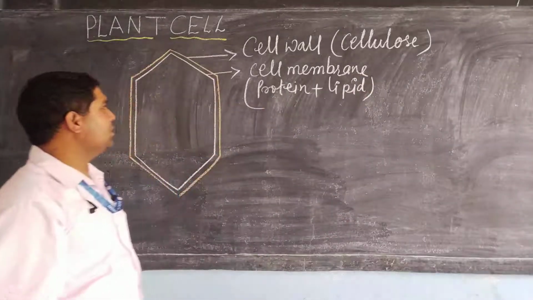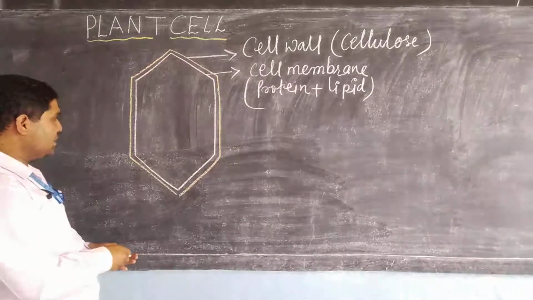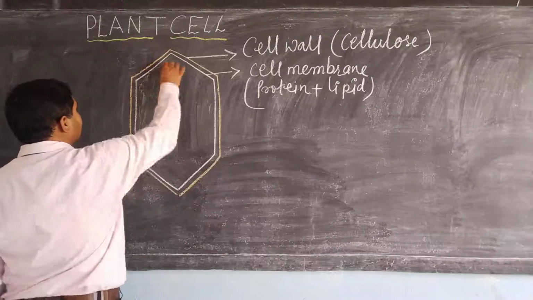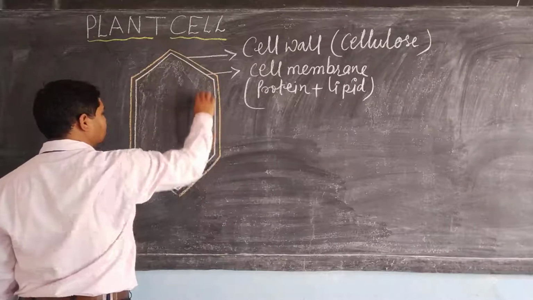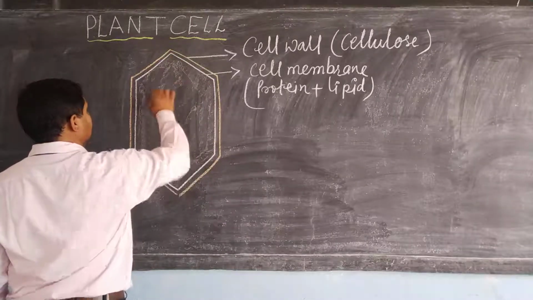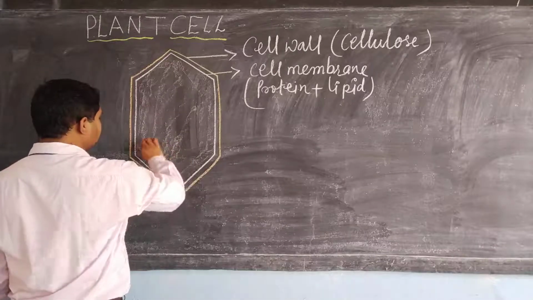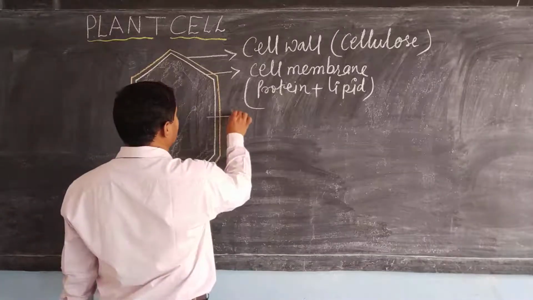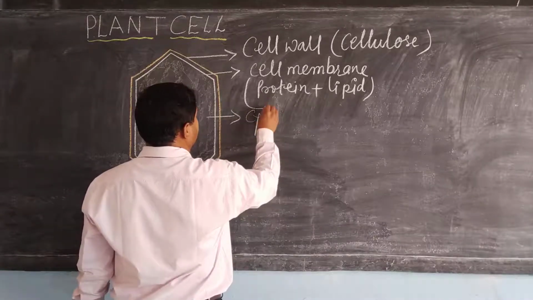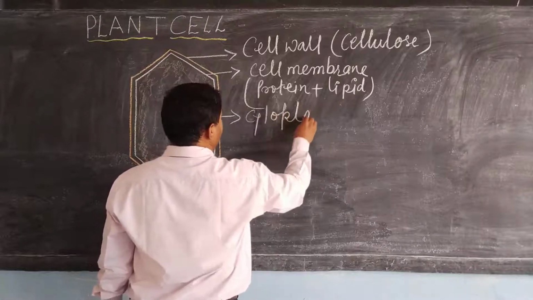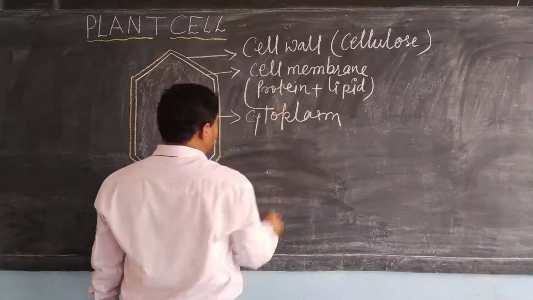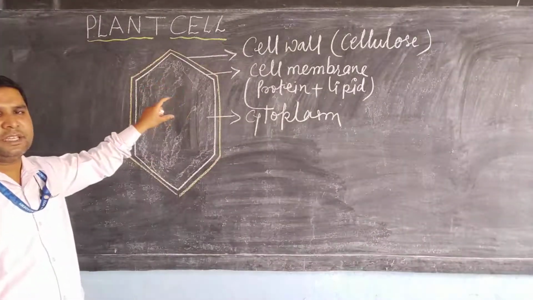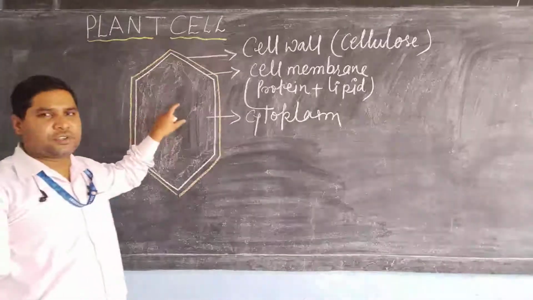Just beneath the protective layer internally there is the liquid medium, and the liquid medium inside the protective membrane is known as cytoplasm. Dear student, you should know that all types of chemical reactions in the cell take place in the cytoplasm.